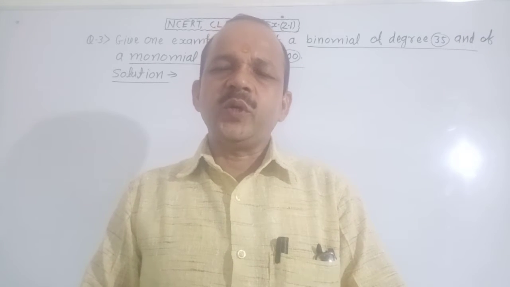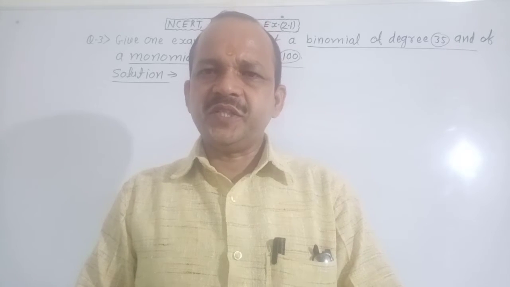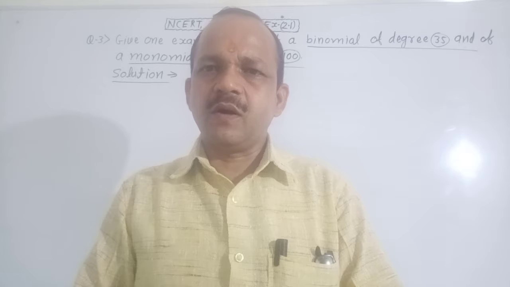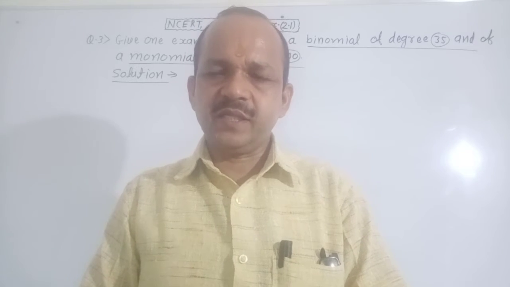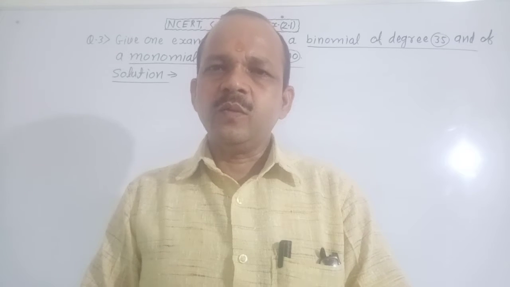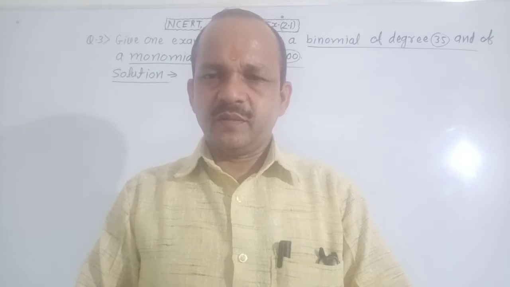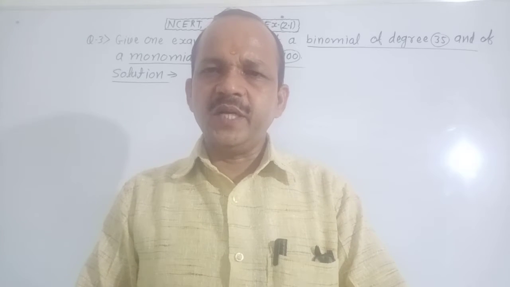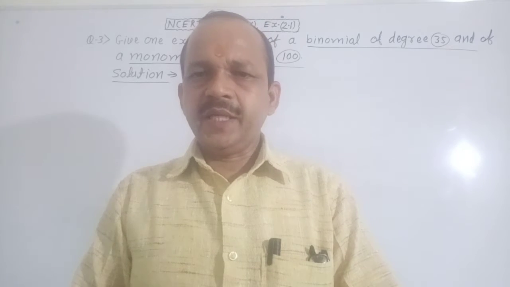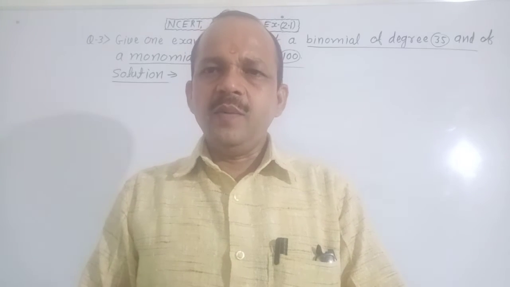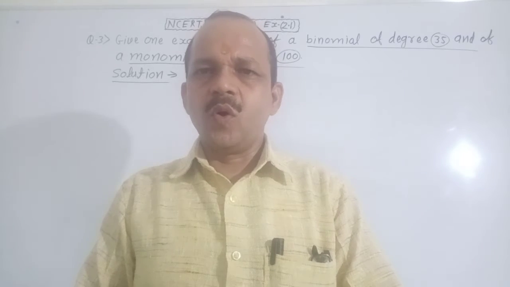First, constant polynomial. A polynomial containing only one term, consisting of a constant, is called a constant polynomial. For example, minus 6, minus 2 by 3, 4 by 5, and so on. Next, zero polynomial. A polynomial having only one term, namely 0, is called a zero polynomial. Next, monomial. A polynomial having only one term is called a monomial.